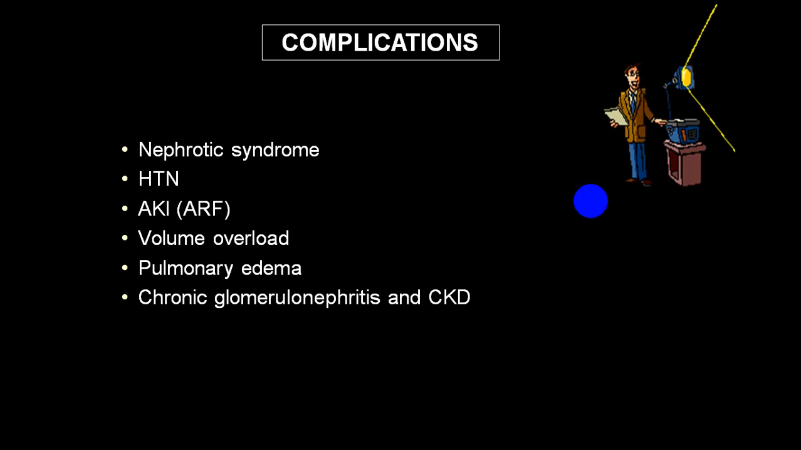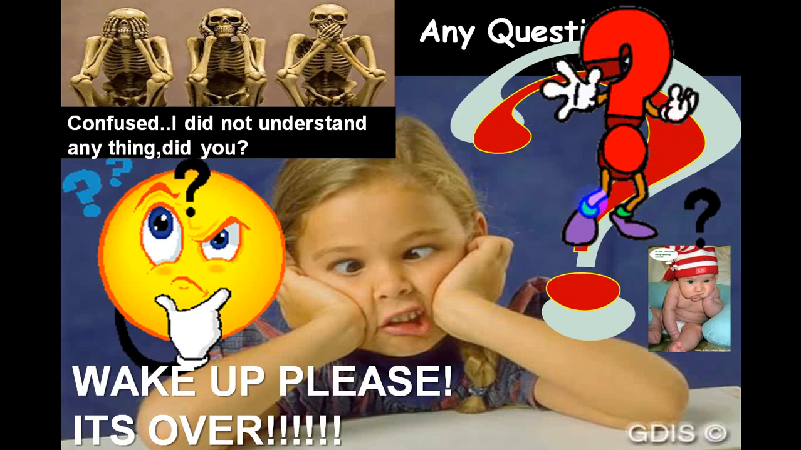Uremic encephalopathy can be another variety. Chronic glomerulonephritis and chronic CKD will be another group which can be complications of acute glomerulonephritis.